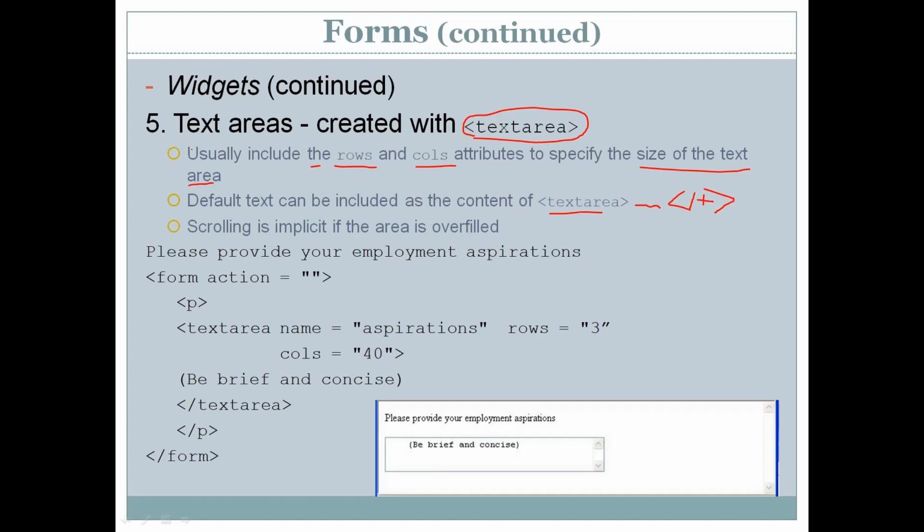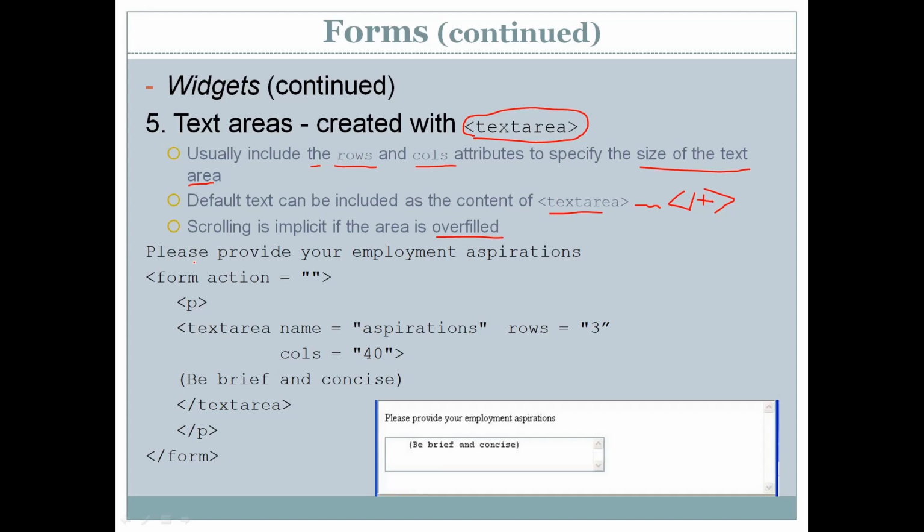In the case of a text area, the scrolling is implicit if the area is overfilled, meaning the text area will automatically have a scroll bar if the content exceeds the viewing boundaries. Okay, one example you can see here.